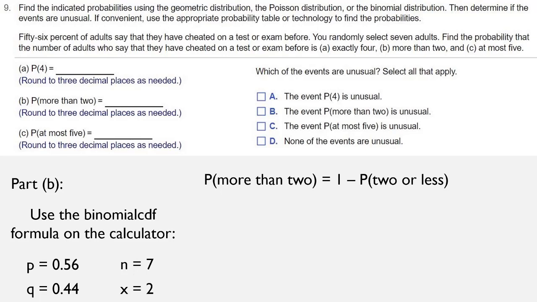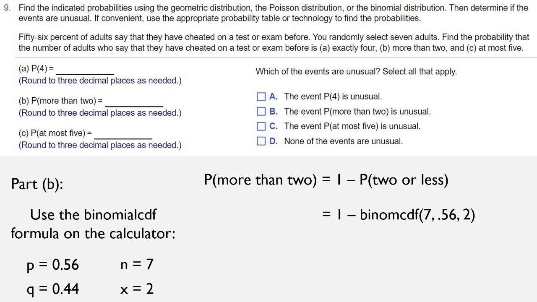Because this sum for more than 2 would be 3 plus 4 plus 5 plus 6 plus 7, those probabilities added together, and that sum doesn't include 0, what we're going to do is add up the probabilities from 0 to 2, which would be the probability of 2 or less, and then subtract that from 1, and that'll give us the probability that X is more than 2. Probability of 2 or less is something we can do with a binomial CDF. It's binomial CDF of 7, 0.56, 2.